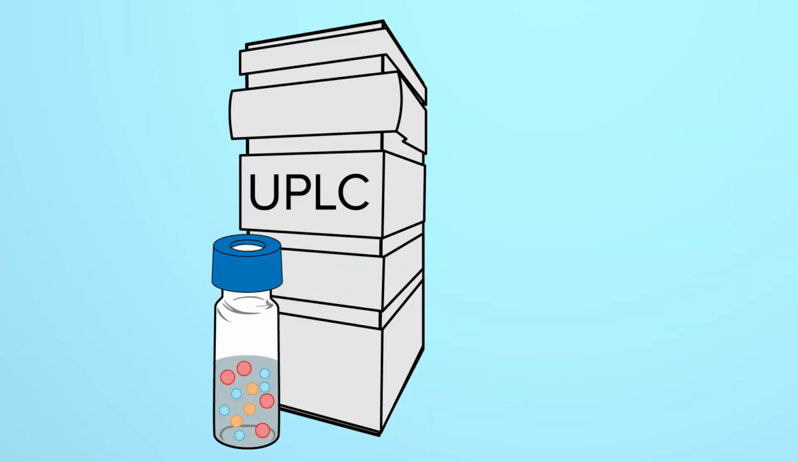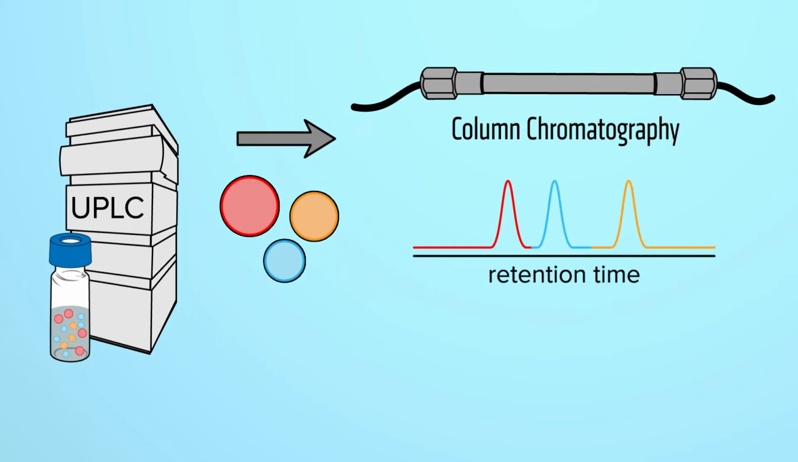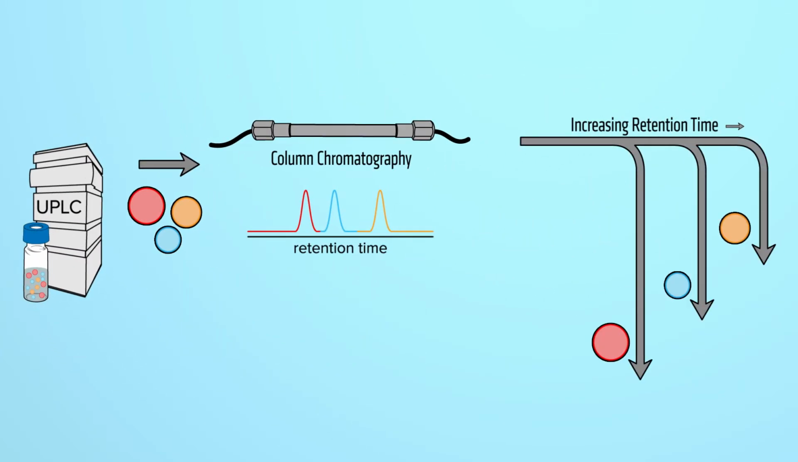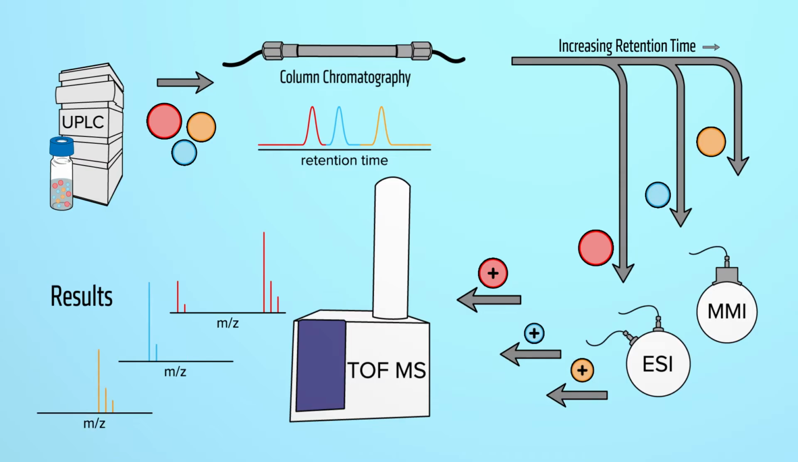For mixtures that require chromatography to separate analytes, after injection, the sample is separated by affinity in an LC column. As they elute, analytes are ionized in either the ESI or MMI source, and then analyzed in the TOF mass spectrometer separately.